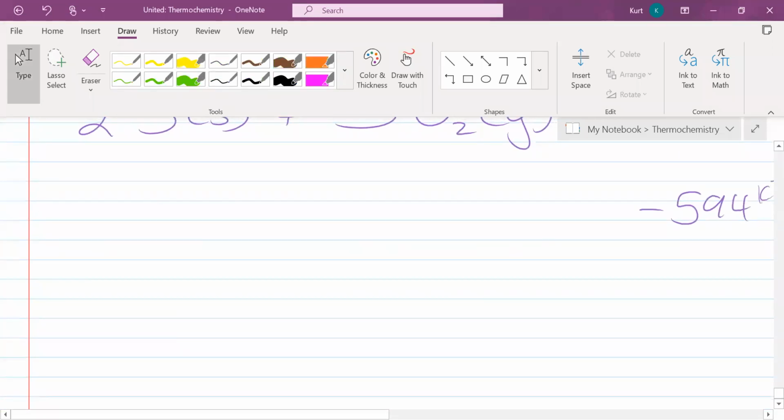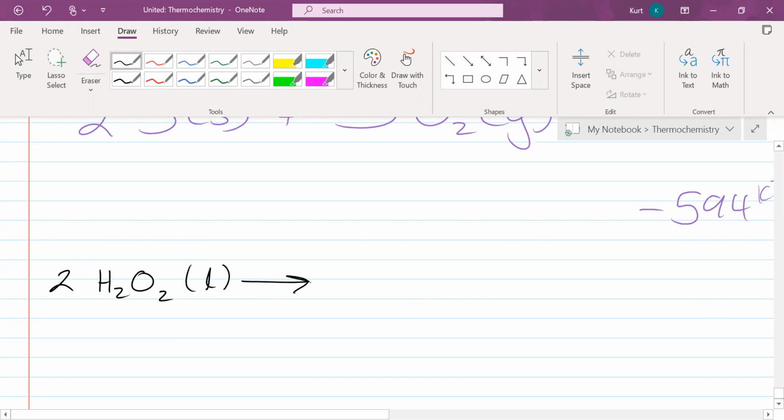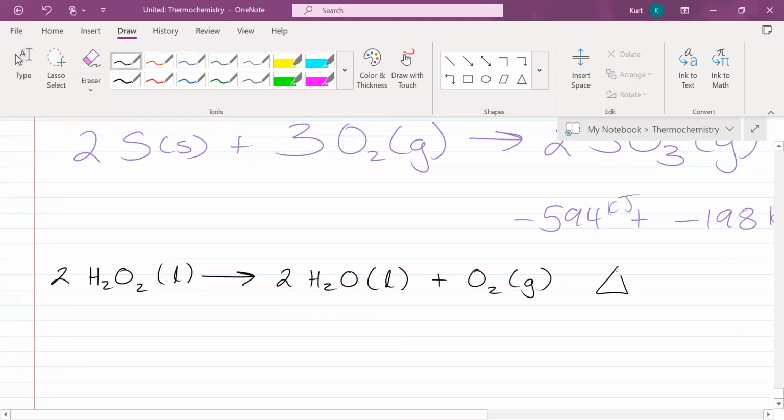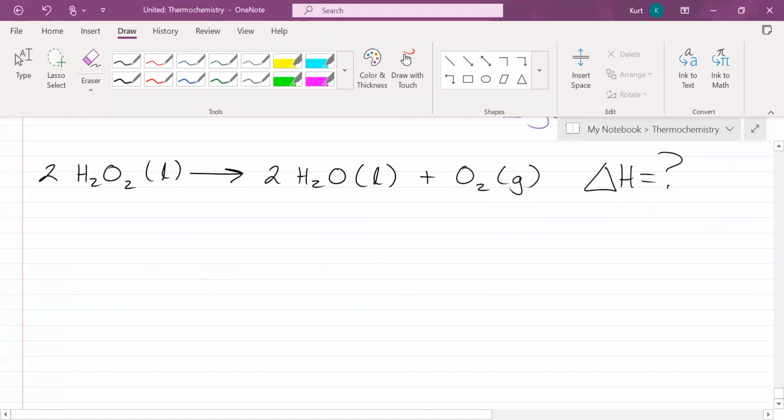Okay, so we have an equation. We have 2 moles of hydrogen peroxide yields 2 moles of water and 1 mole of oxygen gas. The change in enthalpy is unknown. We don't know. But we are given A and B equations, and we're probably going to have to manipulate them in some way, shape, or form.